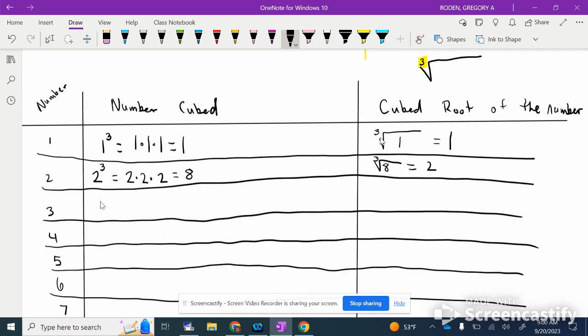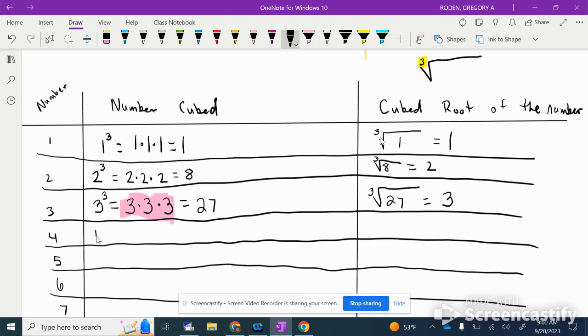Okay. The next one is 3. So 3 cubed is equal to 3 times 3 times 3. Well, let's see if I can do this in my head. 3 times 3 is 9, and 9 times 3 is 27. Hopefully I did that right in my head. So 27. So now the cubed root of 27 is equal to 3.